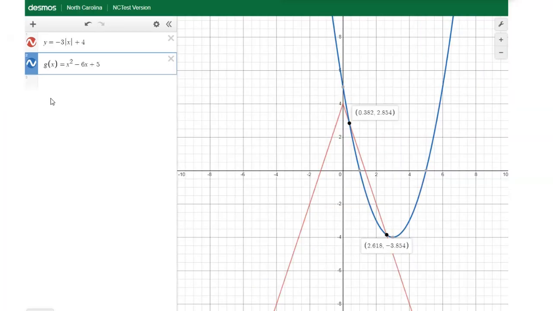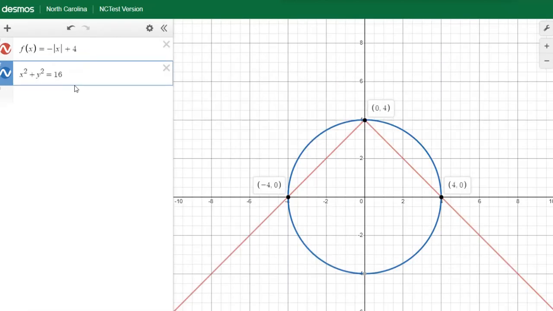All right, here's what I got for number 3. We've got an absolute value reflected over the x-axis, and then we've got a quadratic. The points are 0.382, negative 2.854, and 2.618, negative 3.854. Why don't you go ahead and pause your video and take a look at number 4, and then start back up again when you're ready.